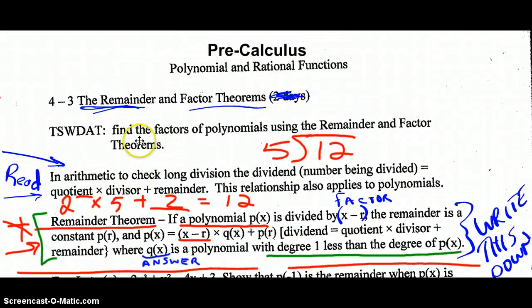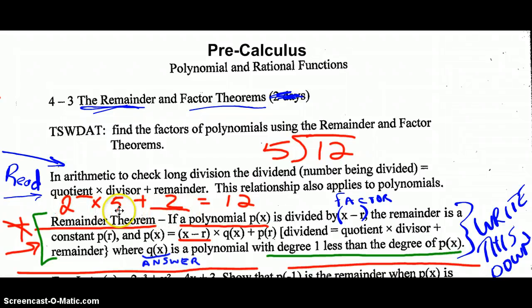Okay. 4.3, remainder and factor theorems. If you read this, it doesn't make a lot of sense, but I'll let you. You should write this down, try to make sense of it, but to help out a little bit, if we did 12 divided by 5, you'd get 2 with a remainder of 2. So this looks funny. This is what would happen. If you did 12 divided by 5, we would get 2, remainder 2.